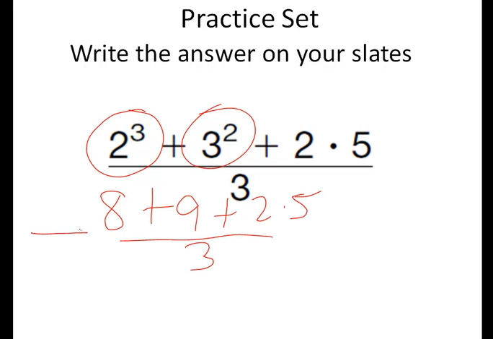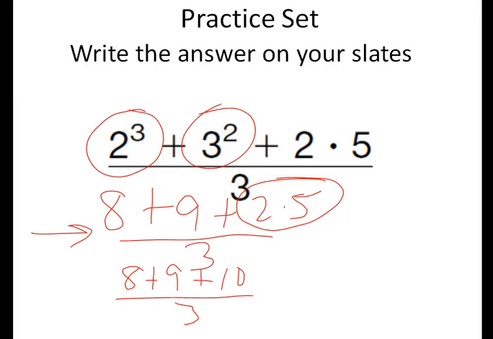Well, going from left to right, now I'm done with my exponents, I'm done with my roots, I'm done with my parentheses. Now I look for multiplication and division. So I go across here, I see this multiplication right here, so I've got to do that. So I've got 8 plus 9 plus 10, because 2 times 5 is 10, all over 3. Now we just add them across. I got 8 plus 9, 17, plus 10 is 27 over 3. So our answer equals 9.